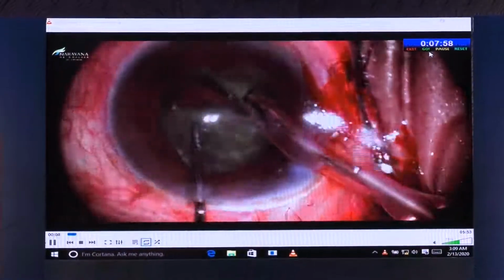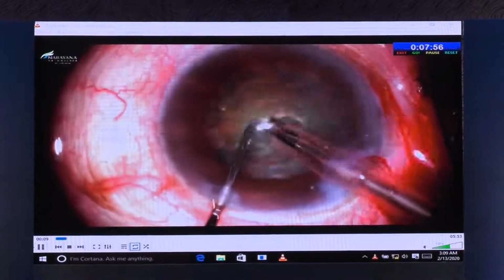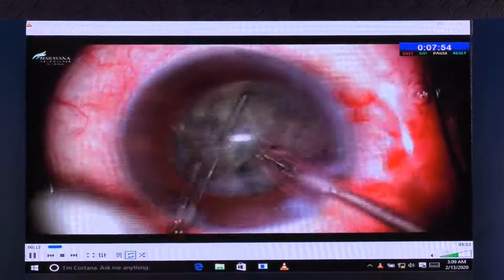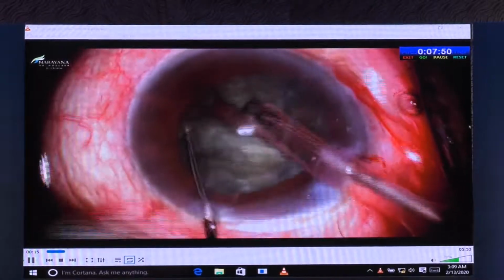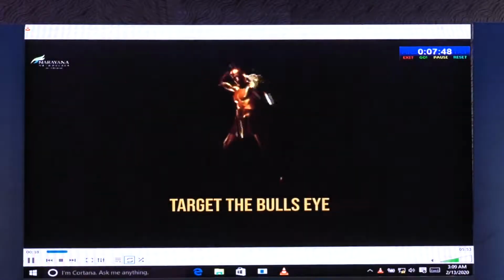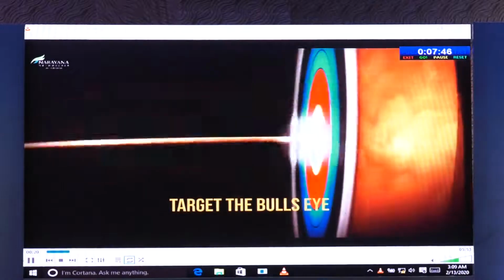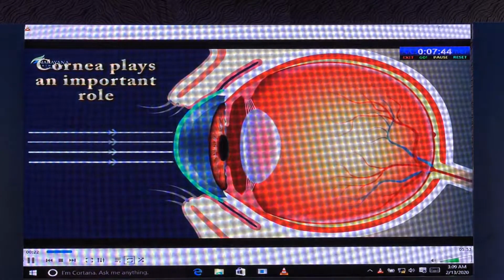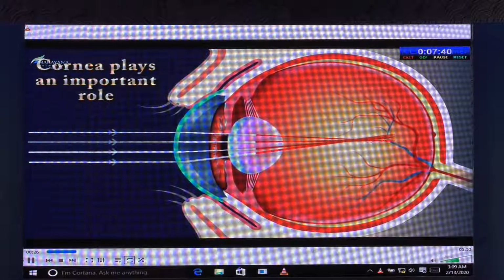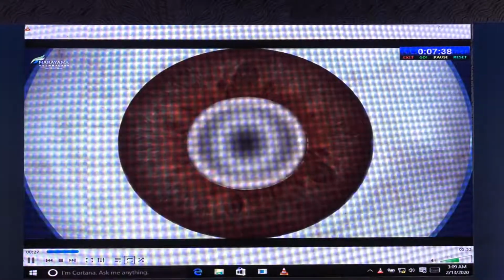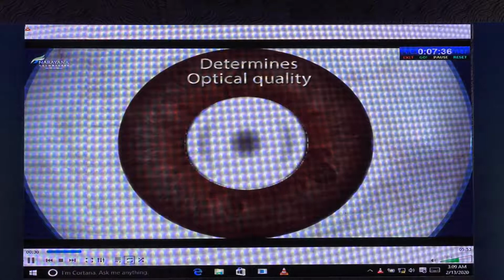Cataract surgery has now attained the status of a refractive procedure. Our patients have become more demanding, and therefore it is necessary for us to target the bull's eye in our IOL power calculations. Cornea plays an important role in this process. It determines the optical performance of the theoretical eye model.